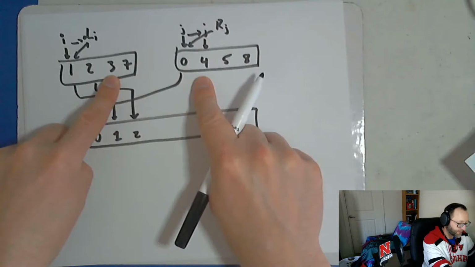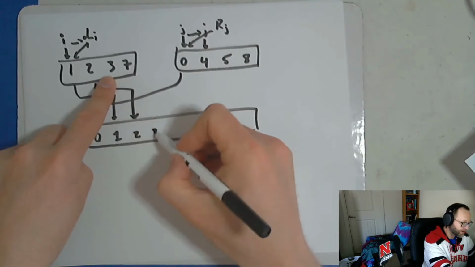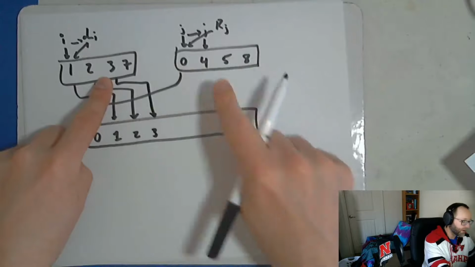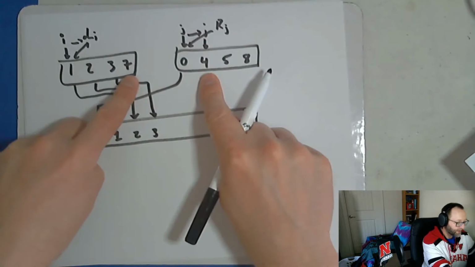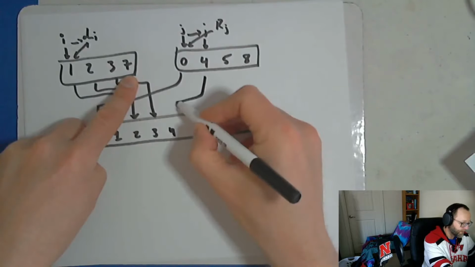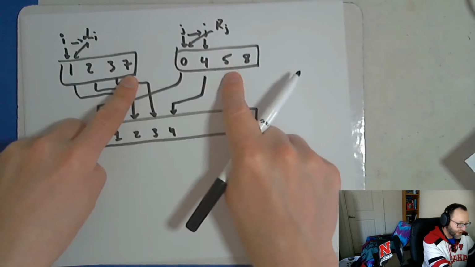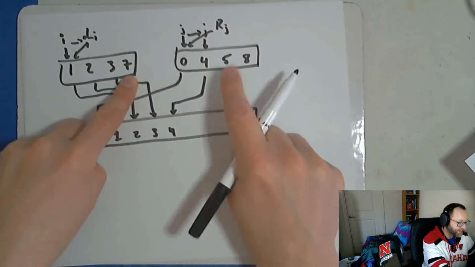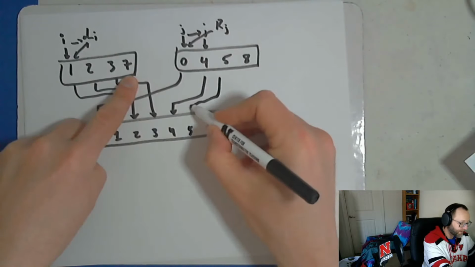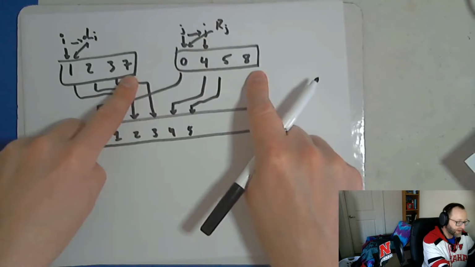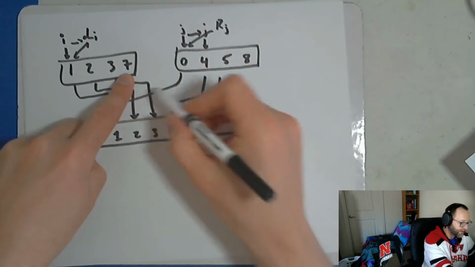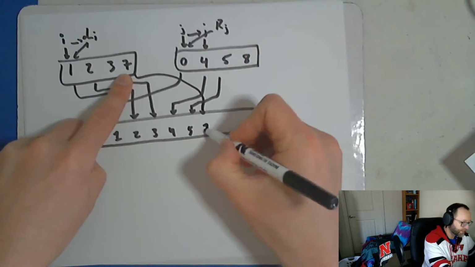And i is incremented. 3 is less than 4, so that gets copied over before we move on in j. And j at this point is 7, okay. Now 4 gets copied, merged. And j is incremented. 5 is still less than 7, so 5 gets copied. And now I'm looking at 7 and 8. Well, 7 gets copied next.